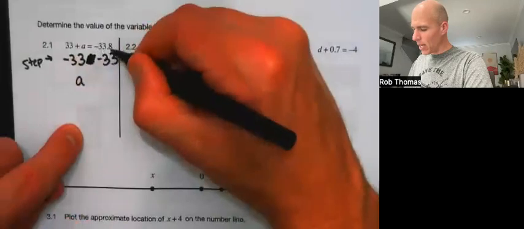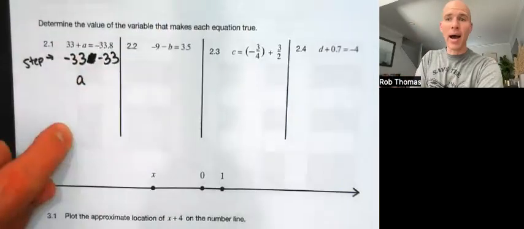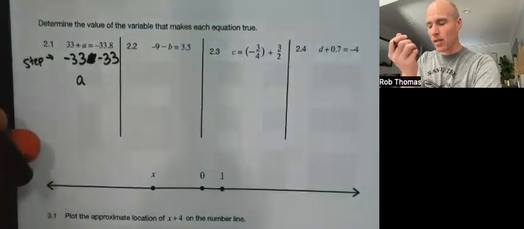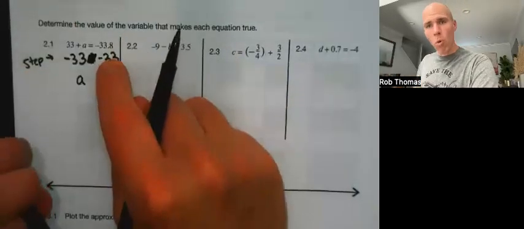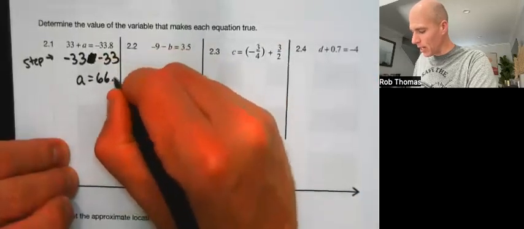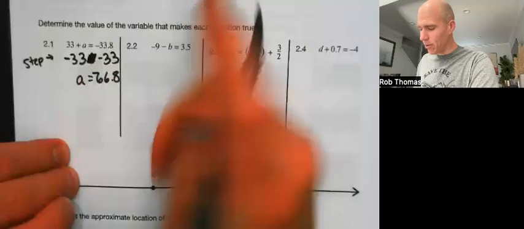Negative 33.8 minus 33 is not negative 0.8. You already have 33.8 negatives, and you're going to get 33 more negatives. You get negative 66.8. Oops, that's kind of ugly.